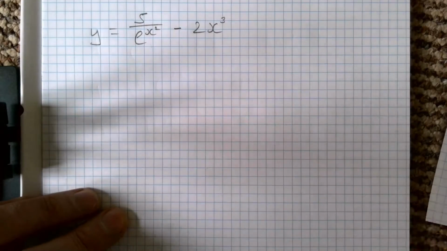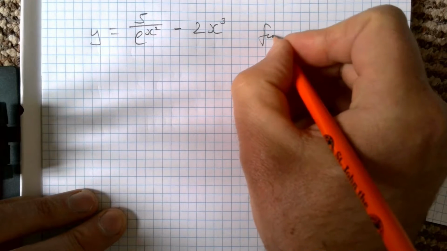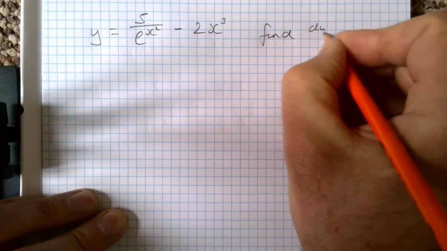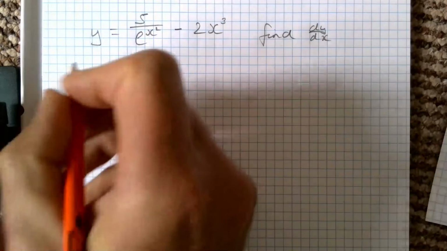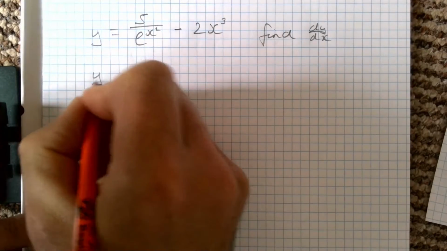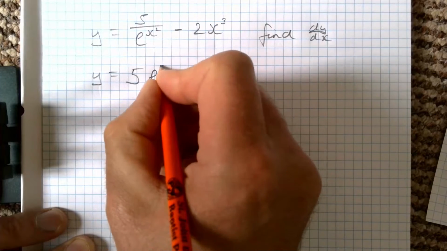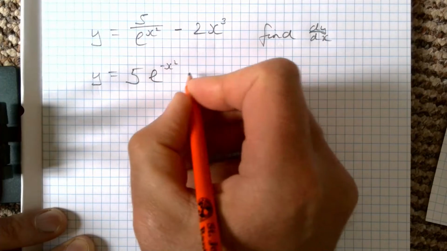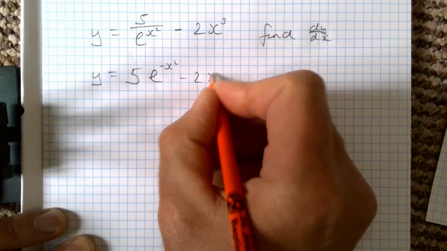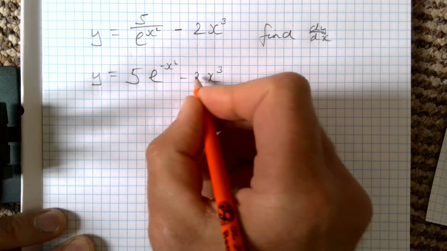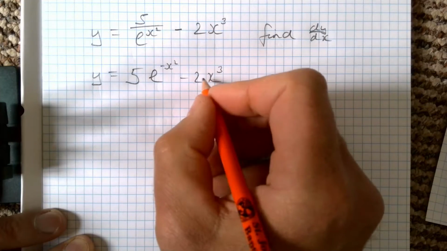Second example then, let's take a look. Again, we're asked to find dy by dx. So an awkward enough one here. y equals, I would rewrite this as 5e to the minus x squared minus 2x cubed. I hope you see what I've done there. This bit's dead straightforward. That's just going to be 6x squared.